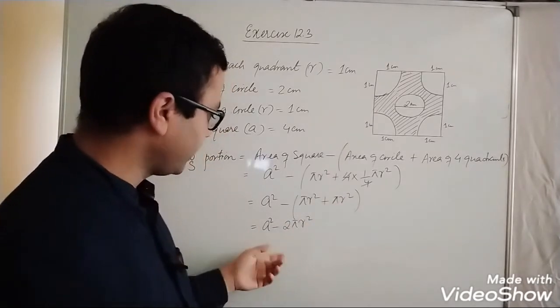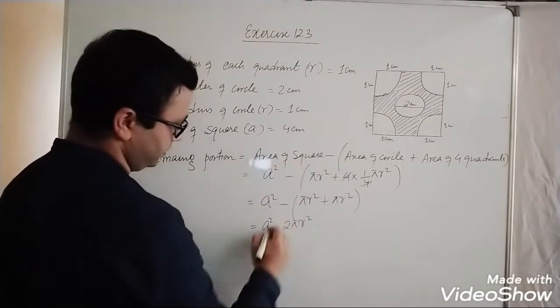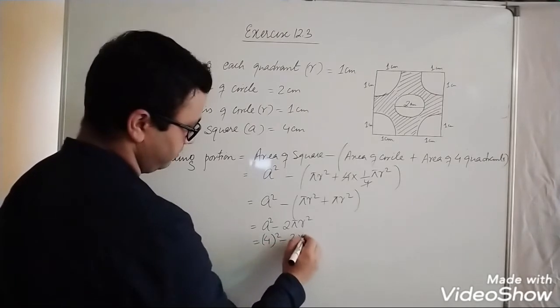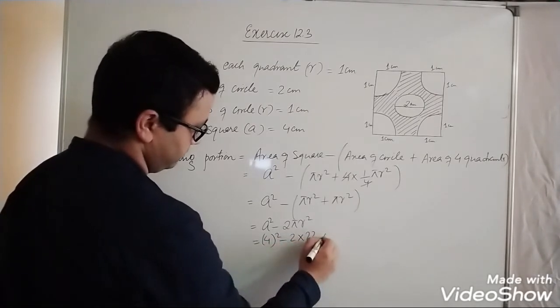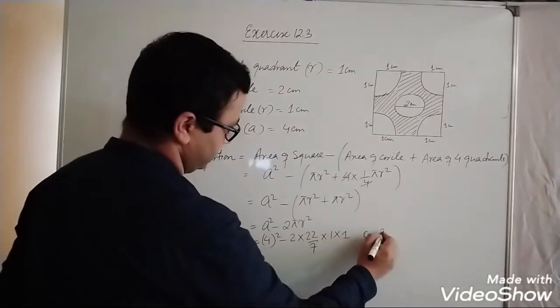Now we have to put the values. What is a? It is 4. So 4 square minus 2 into the value of pi, which is 22/7, and the radius is 1 into 1. It is in centimeter square.